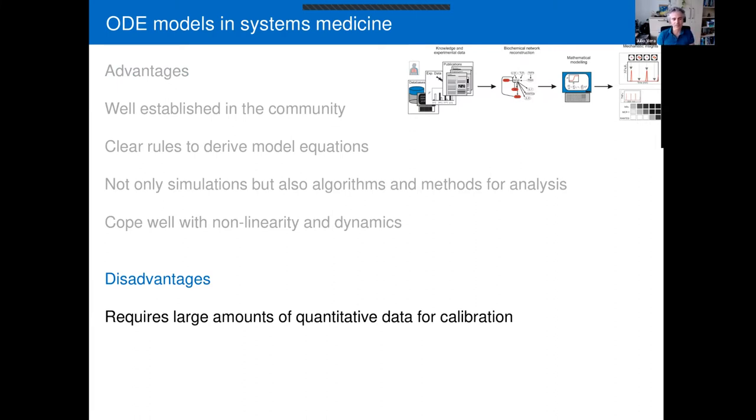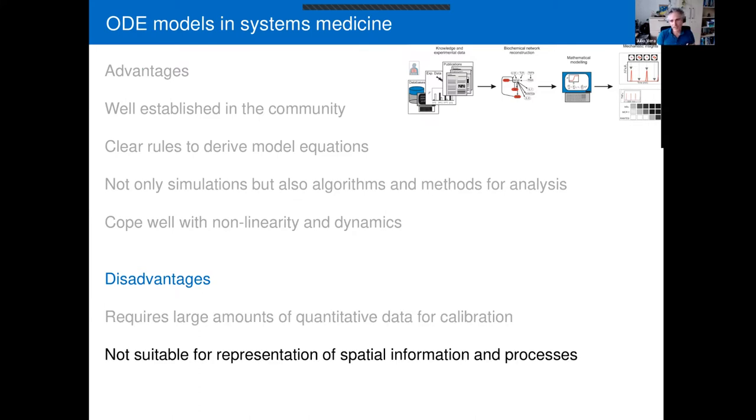One of them, for example, is that to characterize and calibrate these models, you need a large amount of quantitative data. Another important issue is that they are not good for representing spatial information and spatial processes, okay? So if spatial information on how molecules diffuse or how cells interact with each other is important for you, these models are not good.